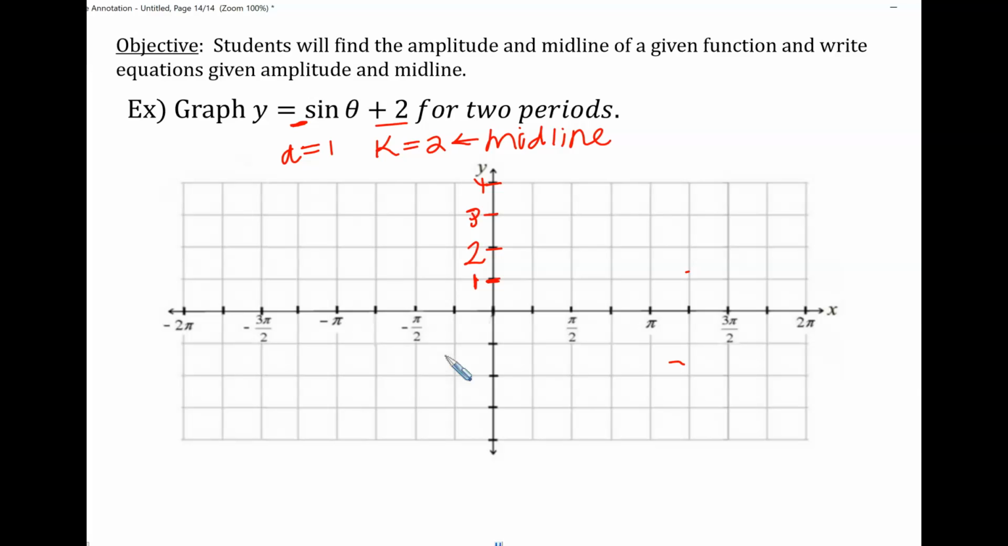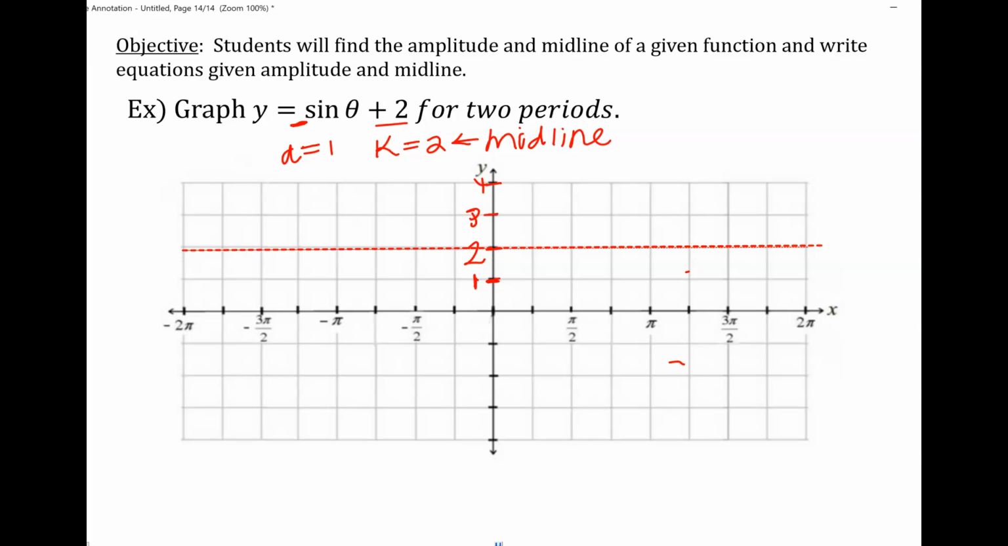Okay, so again, my midline is going to be at y = 2, so I'm going to draw a dashed line for my midline, just to give me a reference to where that's going to be. You can't see that very well, so let me make that darker. That's k = 2, my midline. And notice I drew a dashed line. That's because that line is not really there. It's just a guide to help you, okay?